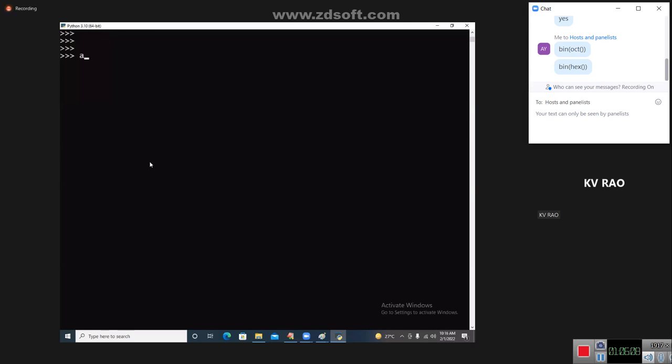Look at my dear students, A is equal to 15. 15 is called what? No 0B, no 0O, no 0X. Which data is that by default? Excellent. Decimal. Super. Convert into binary. B is equal to bin of A.